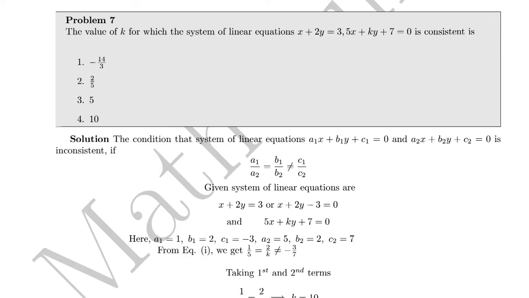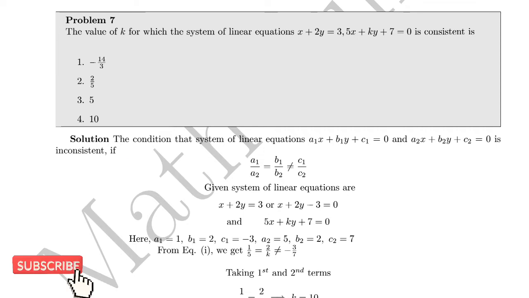Problem number 7 says: find the value of k for which the system of linear equations x plus 2y is equal to 3 and 5x plus ky plus 7 is equal to 0 is inconsistent. We have to find the value of k at which these linear equations are inconsistent. Here are the 4 options.